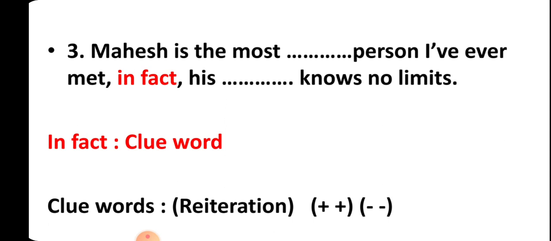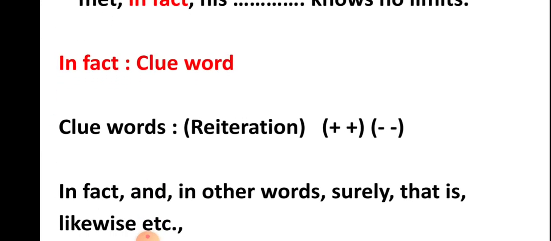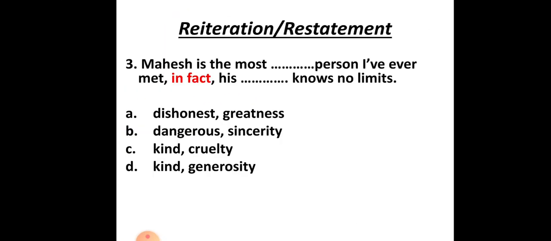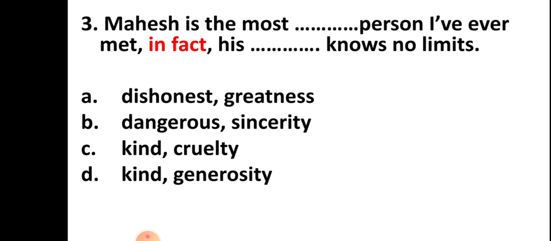But for your understanding, let's say he's a good person. Then the next part, in fact, he's blank, should also be positive. And if I have a negative opinion about this guy, he's the most dangerous person I have ever met, then it should be followed by a negative idea or thought. Now let's look at these option choices and try to answer this question.